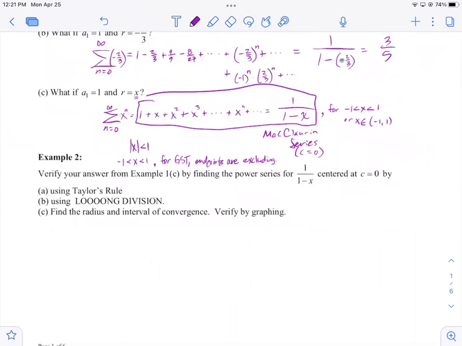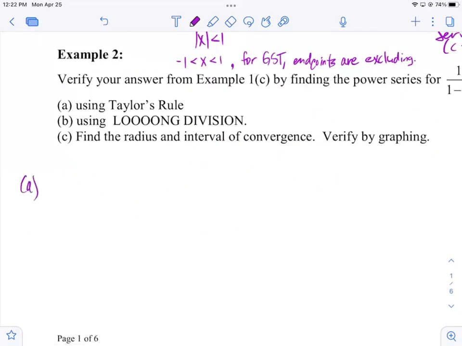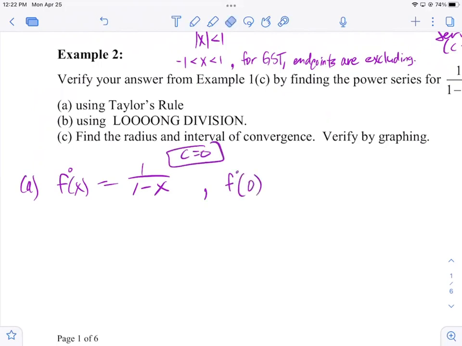All right, so let's verify that by using a couple of things here. Part A says to use Taylor's rule. You want to do that? Let's try that. Okay, so here's part A. For Taylor's rule, our function now is 1 over 1 minus X. And remember, that's the same as the 0th derivative. And where's our center? 0. So now we want the 0th derivative at 0, over 1 minus 0, which is what? 1. So that would be the numerator of the coefficient of the 0th term.